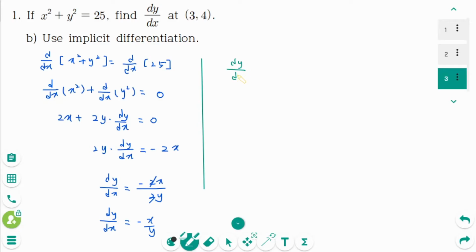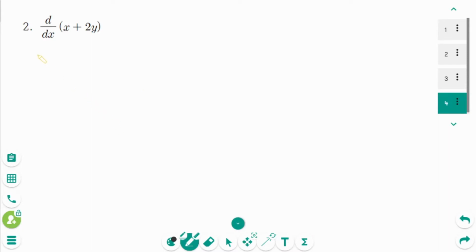Then dy/dx at (3, 4) equals minus 3 over 4. We have the same answer, and using implicit differentiation is easier. Number 2, we can rewrite as d/dx of x plus d/dx of 2y equals, just think of it as chain rule, the first one is 1 plus the second one is 2 times dy/dx.